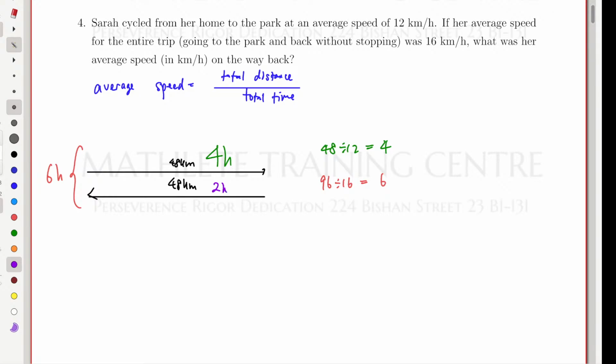And so actually, the average speed on the way back will be 48 km divided by 2 hours. That will be equal to 24 km per hour. And that will be the correct answer, right? Instead of 20 km per hour. So this is a common trick you need to take note of.